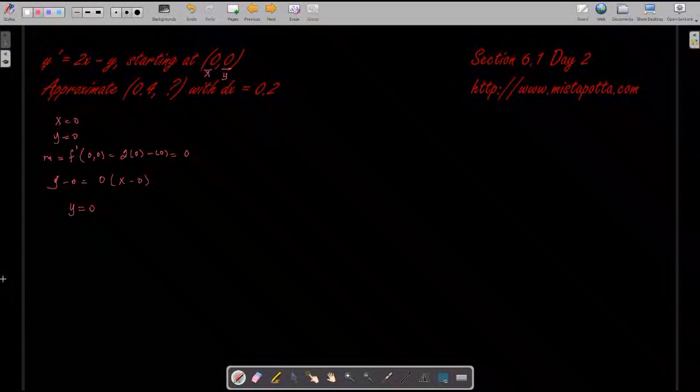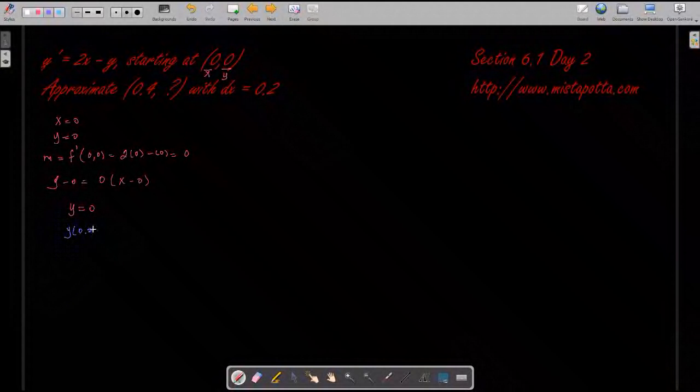And if I'm letting delta x be 0.2, I'm using this line to approximate y of 0.2, but if it's a horizontal tangent line, it's 0. So what I've got here now is for my second iteration for Euler's method, x is 0.2.